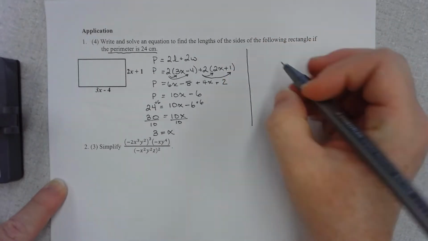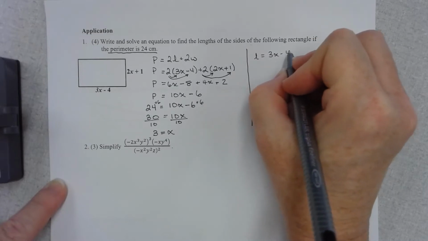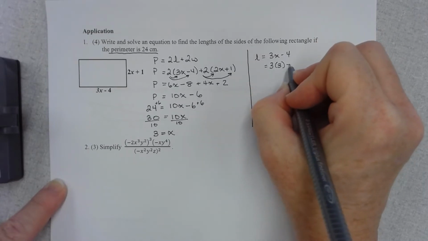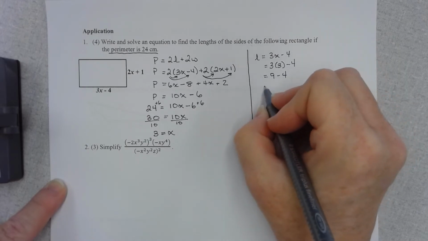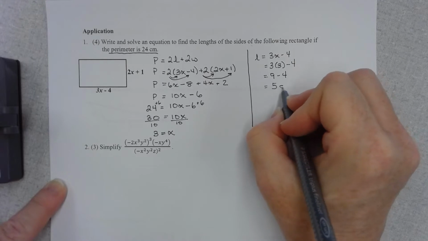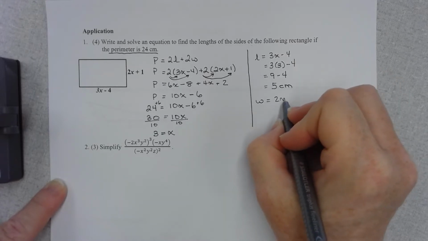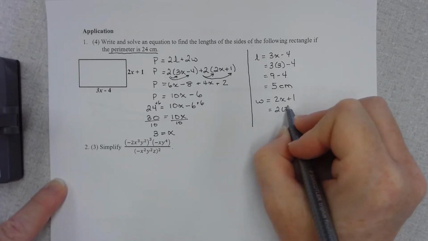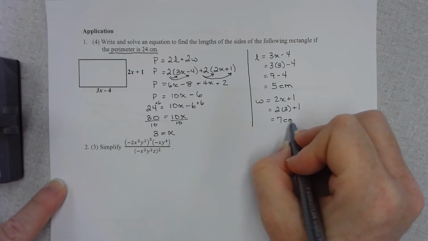two equations. So if I said that the length was 3x minus 4, and now I know that x is 3, then I know in this case that my length has to be 5 centimeters. And I know that my width is equal to 2x plus 1, and so in this case x is 3. So then I know that my width has to be 7 centimeters.